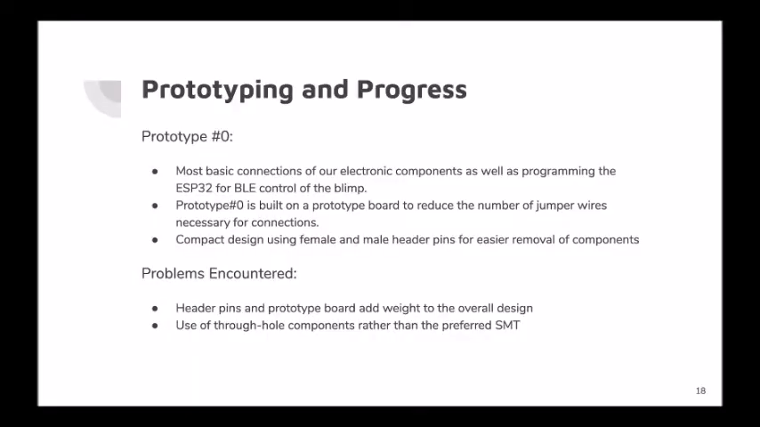Thanks. Hi, I'm Jose Zurita, and I'll be discussing our progress with prototyping and hardware. So first we have our prototype 0, which features our most basic electronic components and connections, as well as the programmed ESP32 for Bluetooth control of the blimp. This is built on a prototyping board and is a compact design that uses header pins. Some of the problems with this design are the increase in weight due to the board itself and the header pins, and we are only using through-hole components for this design rather than surface mount devices.